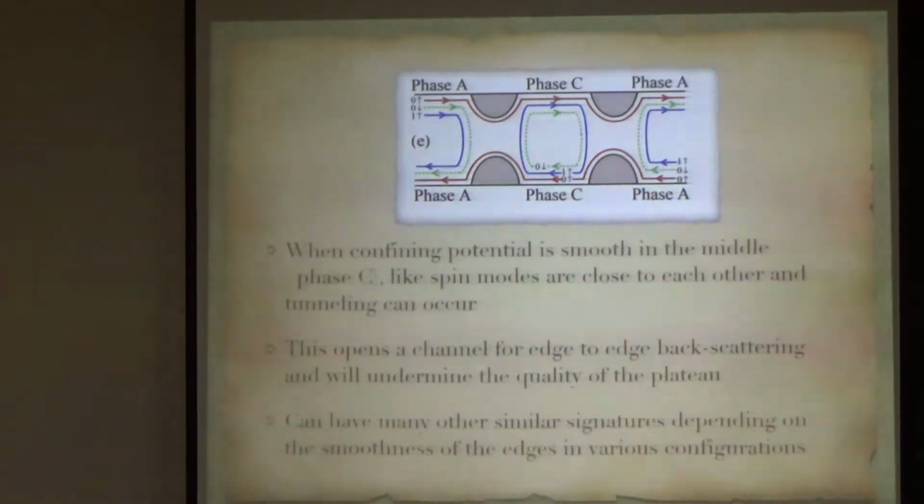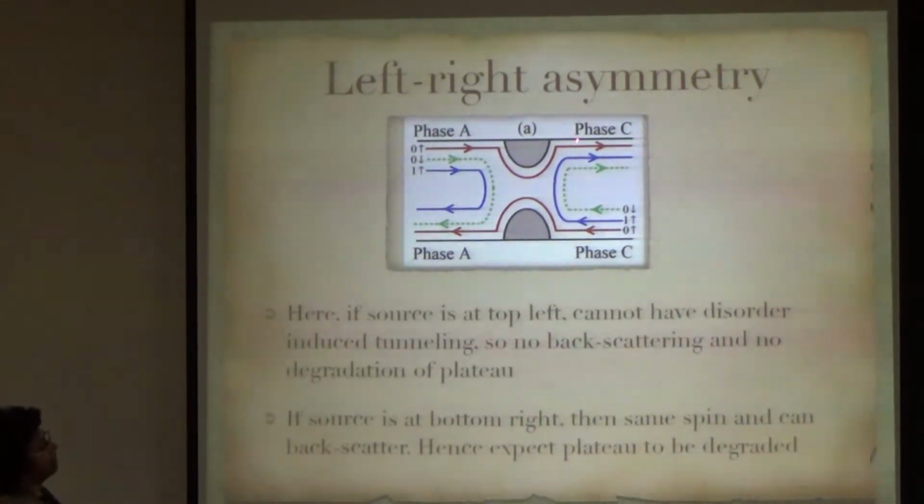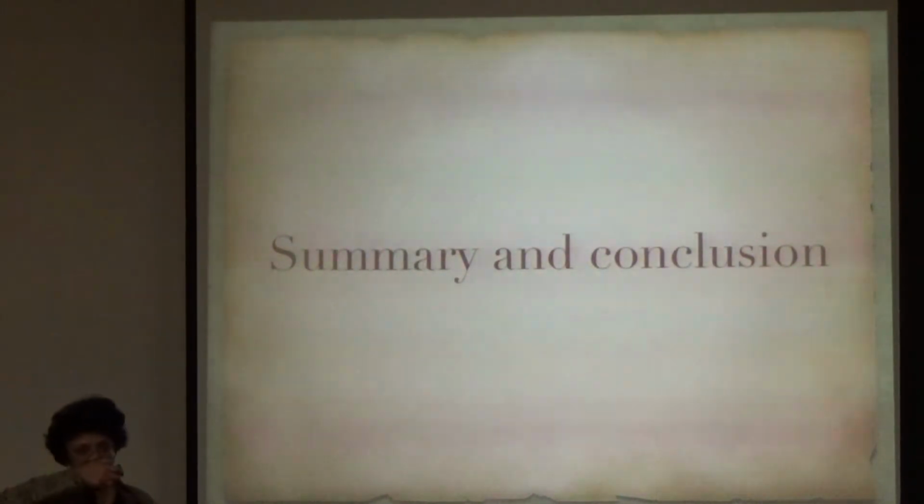I will mention one more, and actually we have written many other things in our paper. One can also get left-right asymmetry. If you have phase A on the left and phase C on the right, and the source is at the top left, then there is no possible backscattering over here, so you will measure this nu equal to 1 plateau perfectly. On the other hand, if the source was at the bottom right, then you can have backscattering here, and this plateau will be degraded. So those are the main points that I wanted to make.